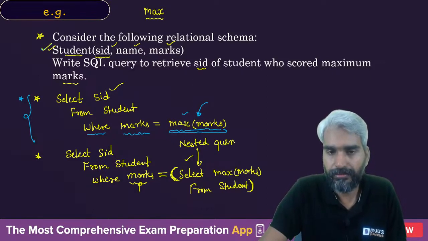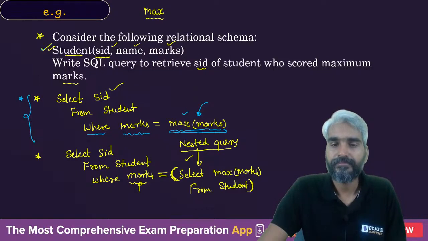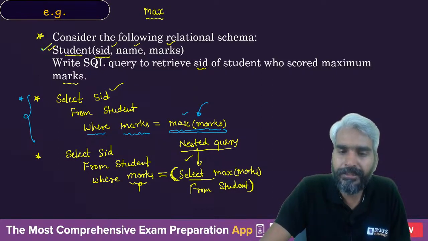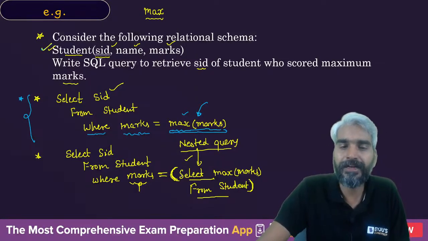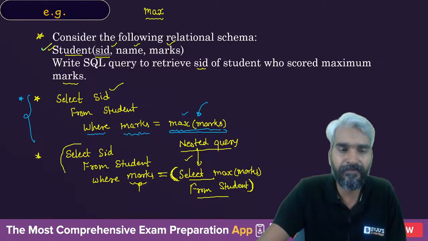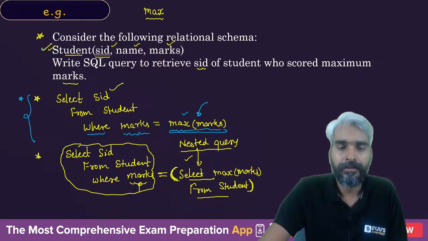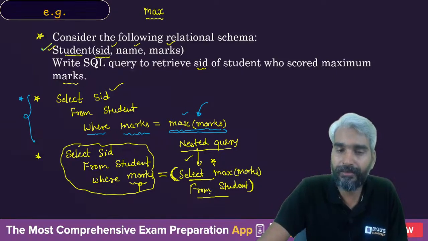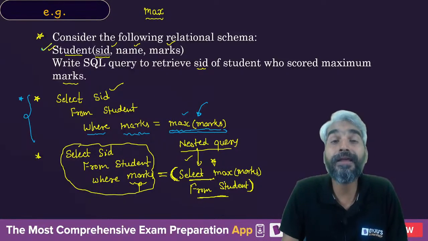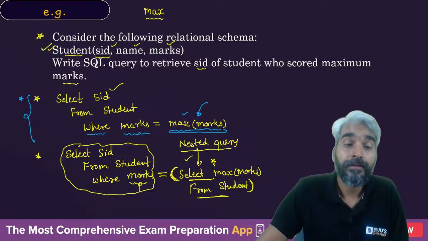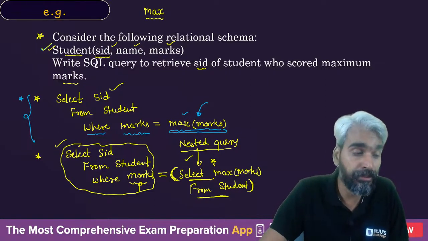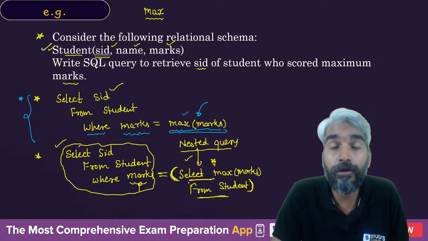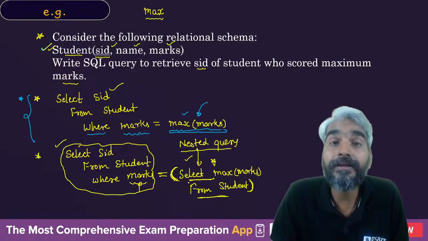This is our nested query, right? So, sir, can this query be executed independently? Yes, sir. Let's try to understand. If we do not write this outer query, can we still execute this query? Yes. So this inner query can be executed independently. It is not dependent on the outer query. Because this inner query is not dependent on the outer query, we call it an independent nested query.